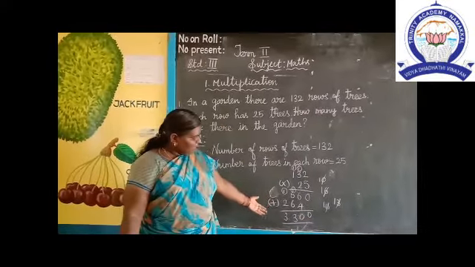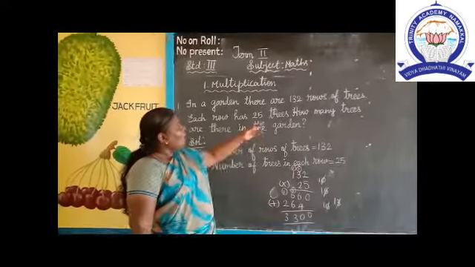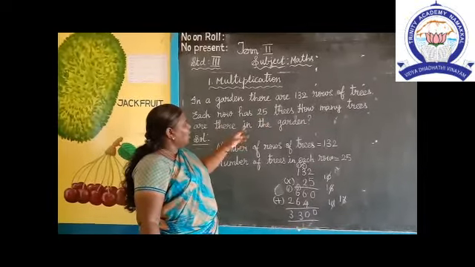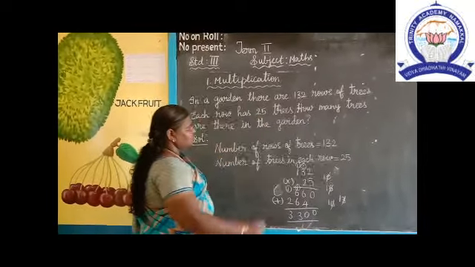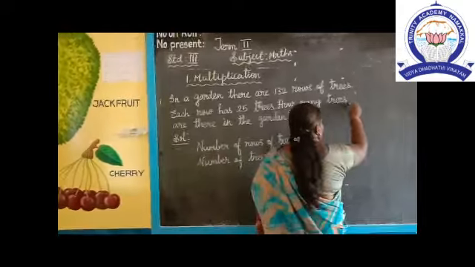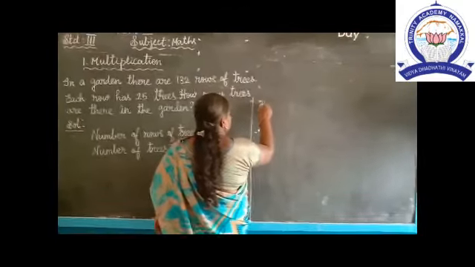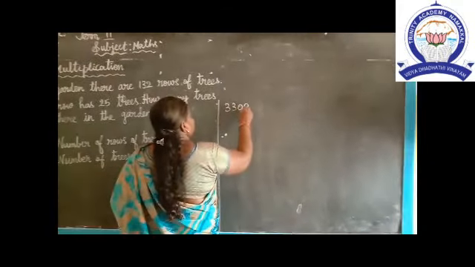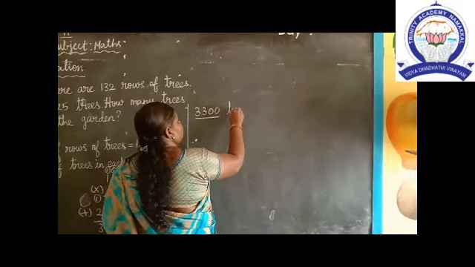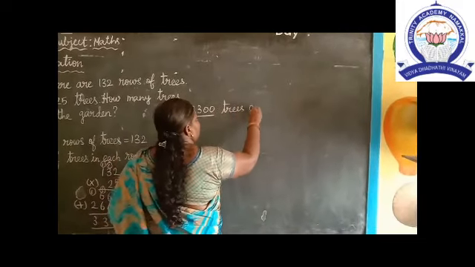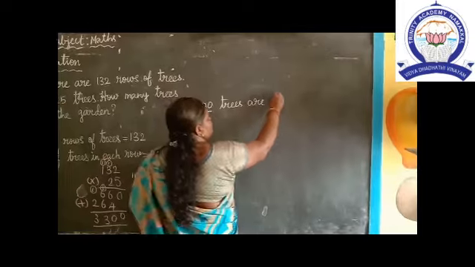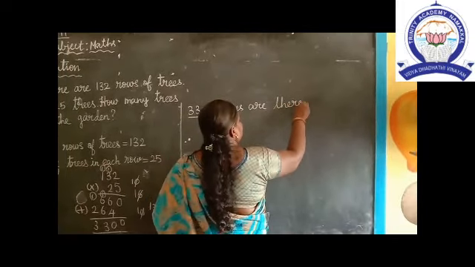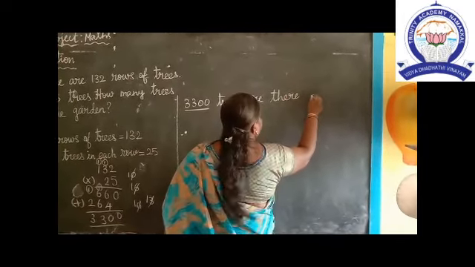We get the answer 3300. How many trees are there in the garden? So 3300 trees are there in the garden.